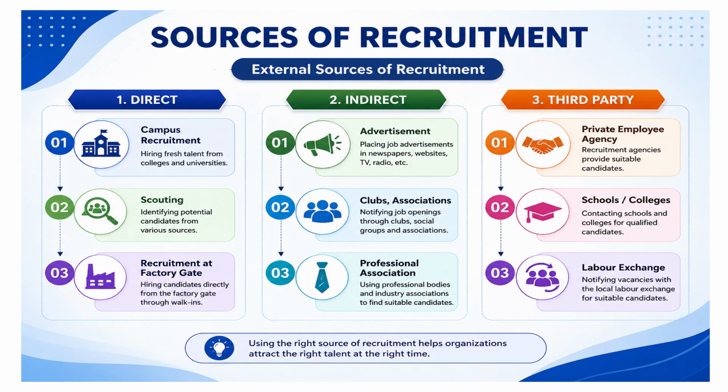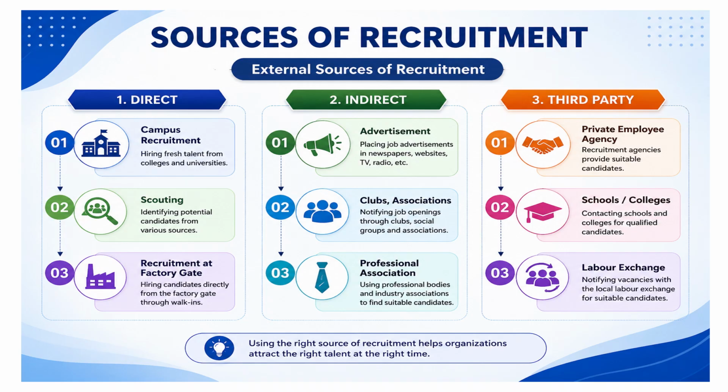So this is called external recruitment. The external sources of recruitment are divided into three main categories. The first one is the direct method, the second is the indirect method, and the third one is the third party method. So let's understand each one by one.